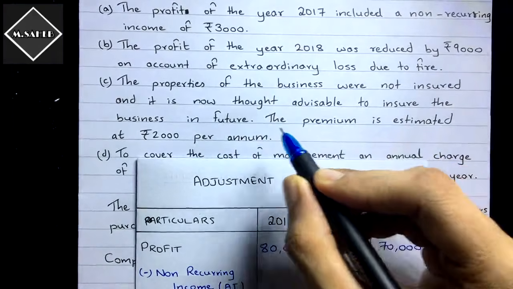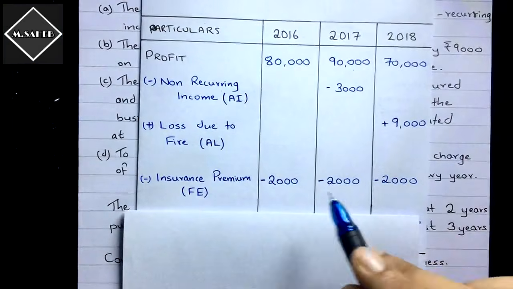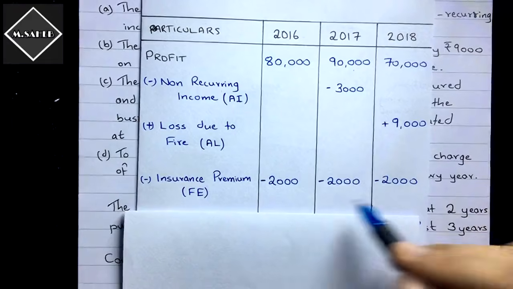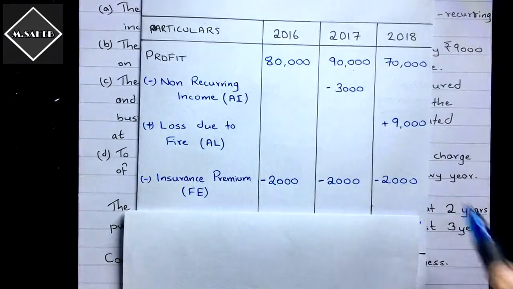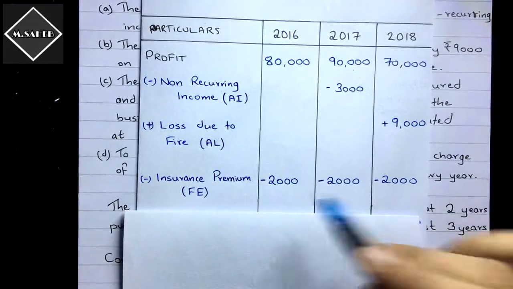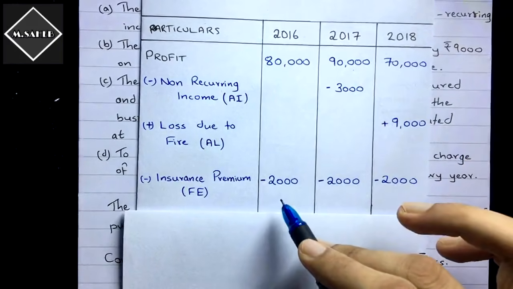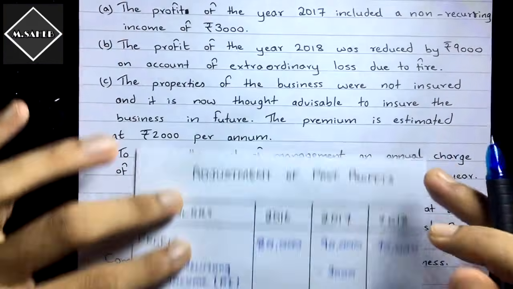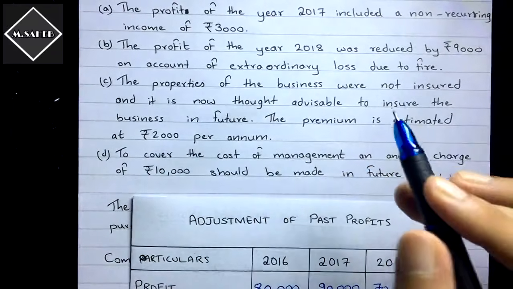So this insurance premium will be subtracted, and it will be subtracted from all the years. Okay, why all the years? Because this is related to future. So we have to make changes in every year, because later we are going to take an average, right? So that is why we have to subtract future expenses from all the years. Same with the future income also, all the years. But abnormal income and losses only to the specific particular year. So insurance premium will be subtracted by 2,000. Premium is estimated at rupees 2,000 per annum. Per annum means per year, right?